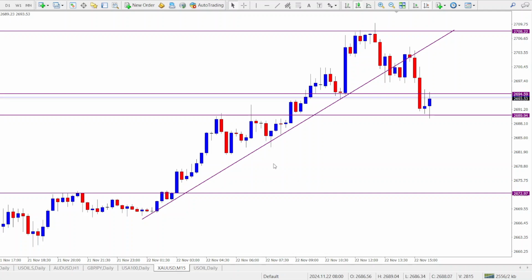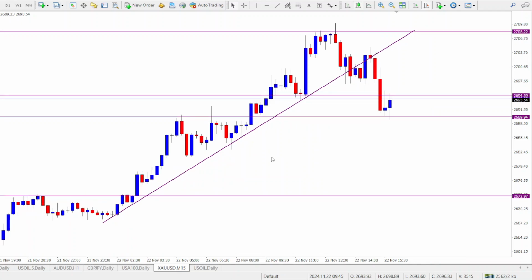Now, let us talk about the core elements of price action that you need to master for scalping. The first key component is understanding candlestick patterns. We've talked about a couple of candlestick patterns in previous videos. You might want to check them out. Candlesticks are the building blocks of price action.